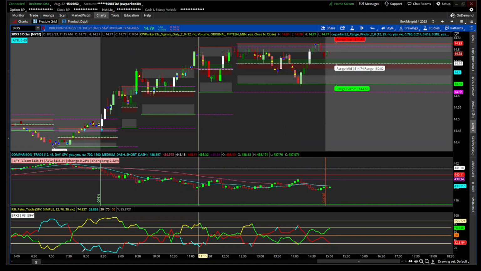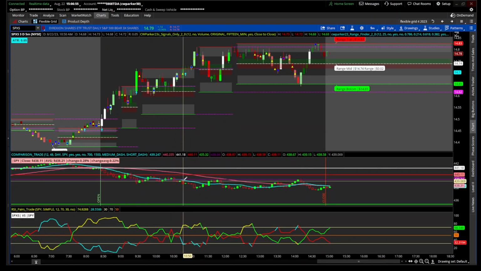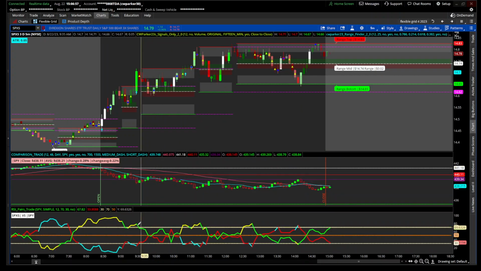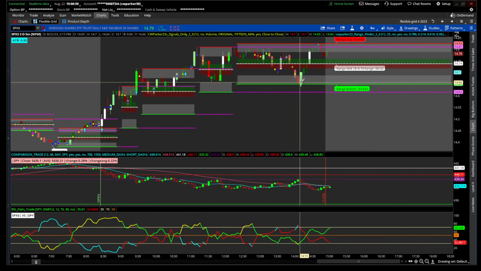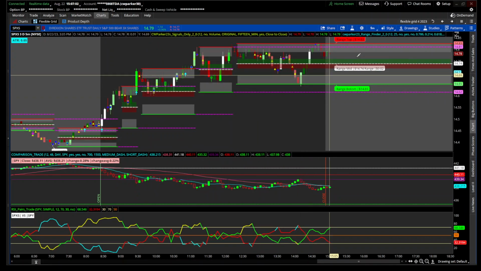But overall, this was the indicator I wanted to show you here and down here. You can see how everything works greatly with my range box.